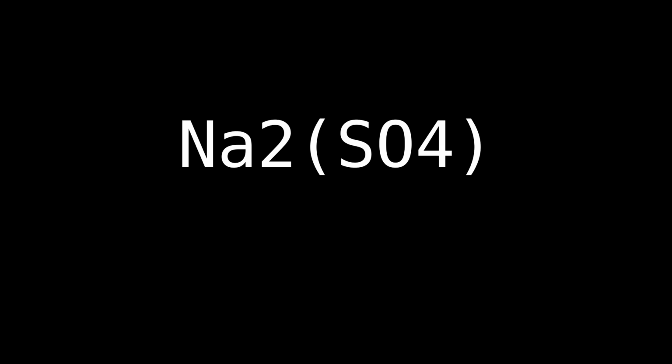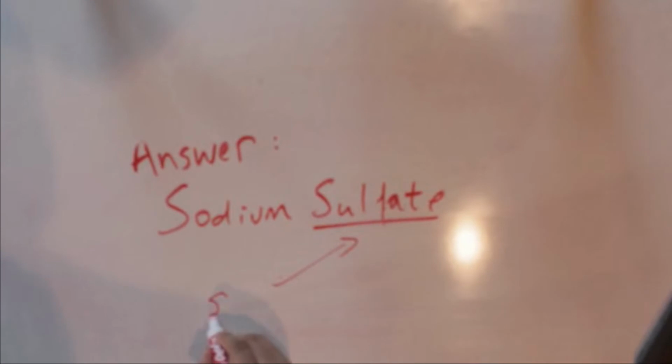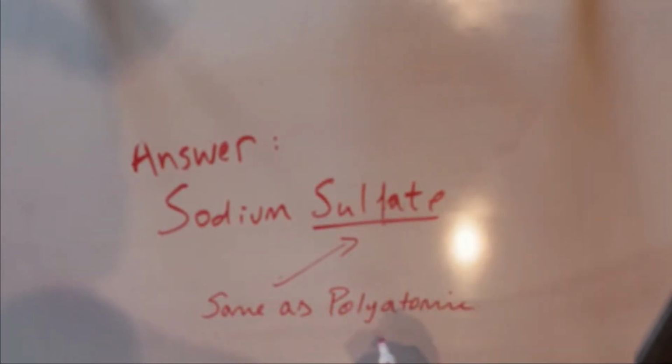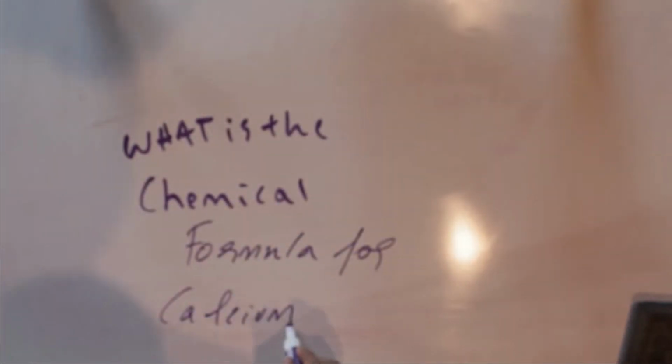Let's look at Na2SO4. So since this is an ionic, we don't have to worry about the prefixes, therefore we can just name straight across. The answer in this case would be sodium sulfate, because sulfate is the name of the polyatomic ion that was in this molecule. So now let's go the other way. Write the chemical formula for calcium sulfate.